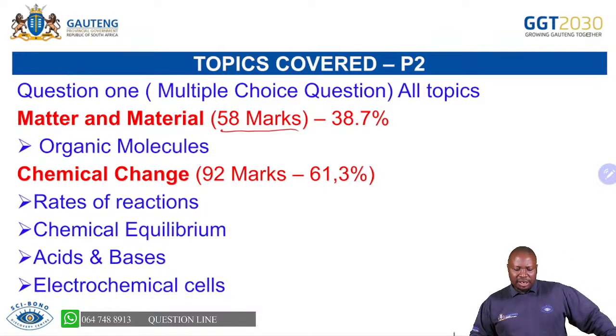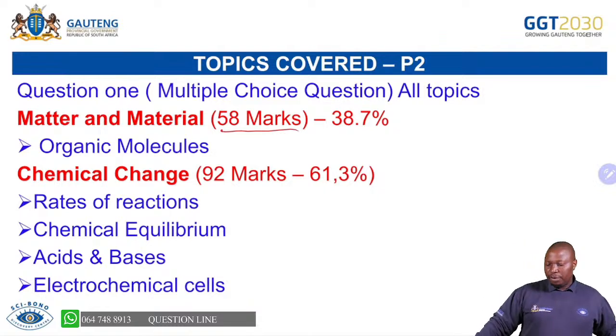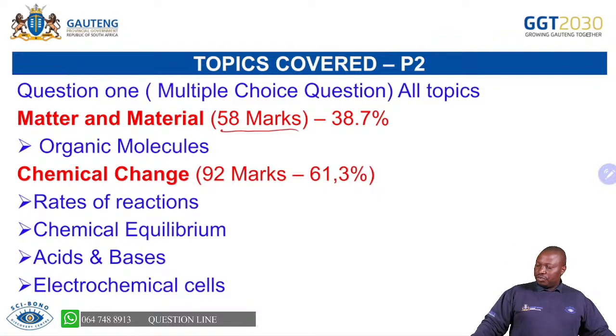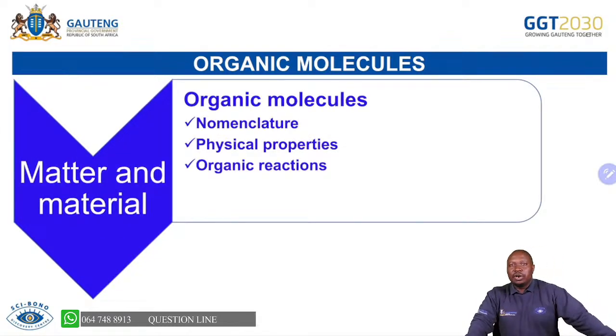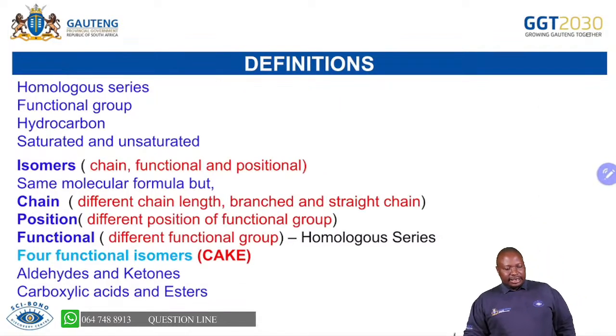Then you have chemical change, which is 92 marks. That forms 61.3% of your paper. And then we can go straight to it now, organic molecules, as the first part of our lesson.